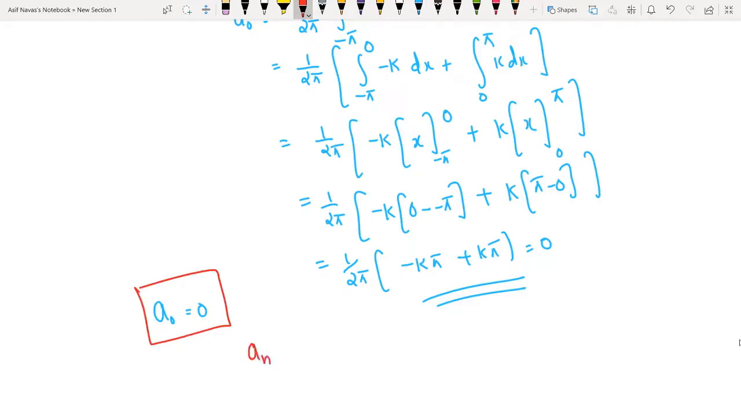Now we will find a n. a n is 1 by pi integral minus L to L f of x cos n pi x by L dx. So this is the formula.